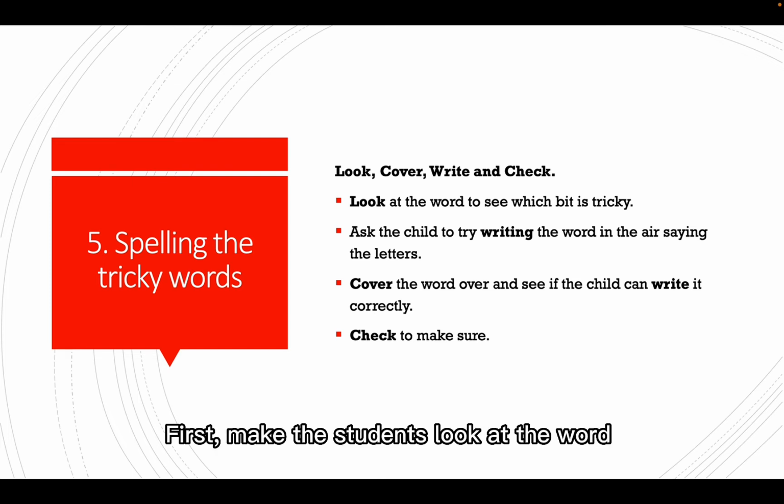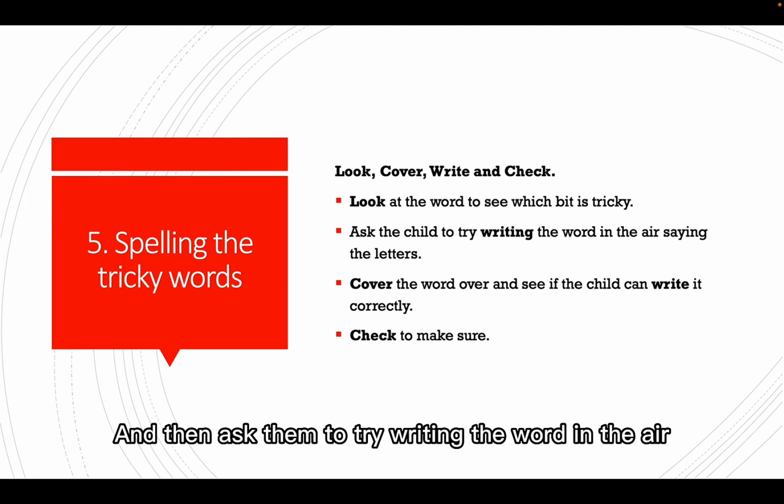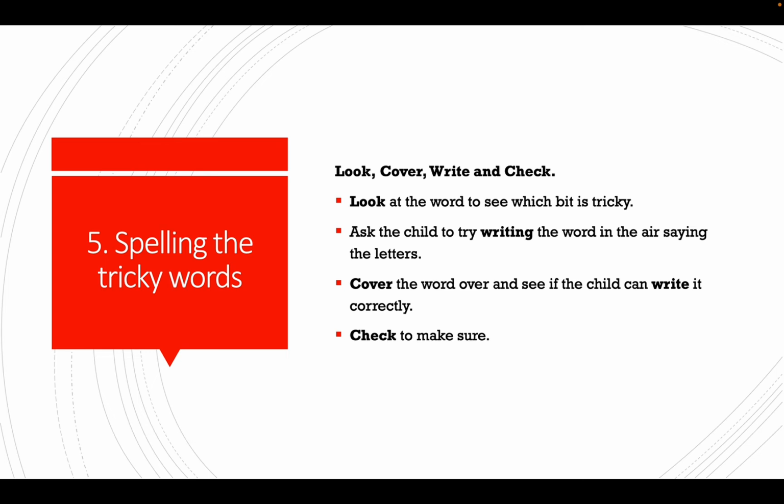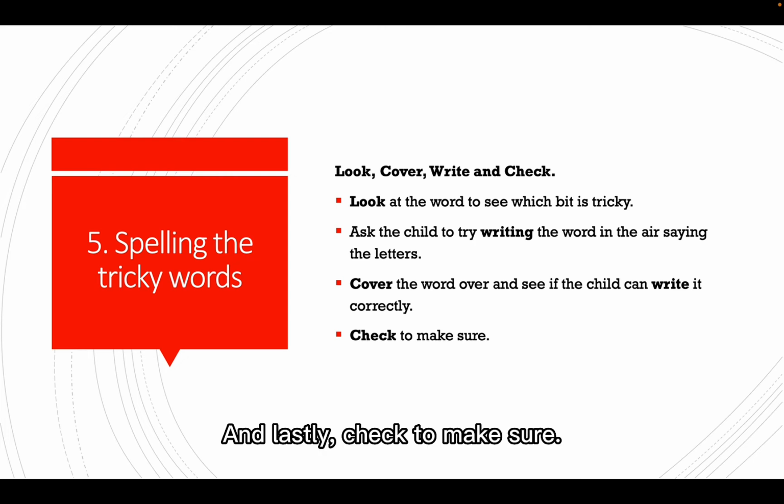First, make the students look at the word to see which bit is tricky. It's also a good way for them to review the letter sound rules, and then ask them to try writing the word in the air, saying the letters, and then cover the word over and see if the students can write it correctly. And lastly, check to make sure.